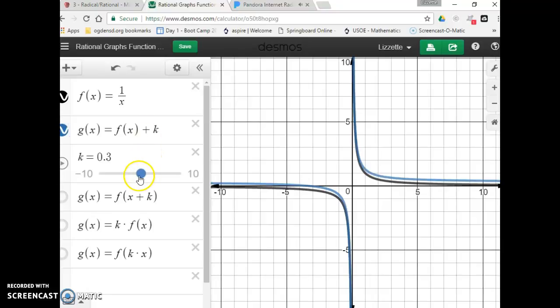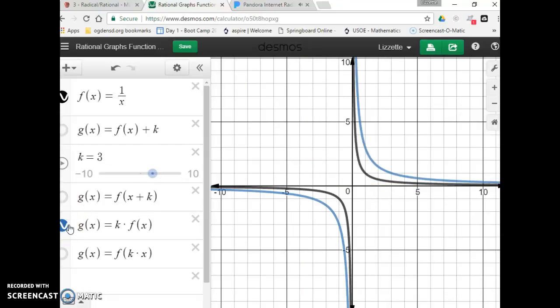If I add it on the outside of my function notation, we're going to move up and down. If I add it on the inside of my function notation, we're going to shift it side to side, and that's the vertical asymptote. Then if we have that value that's on top, right?